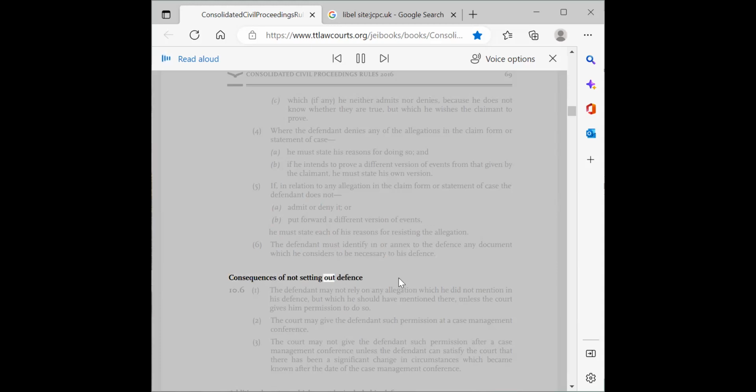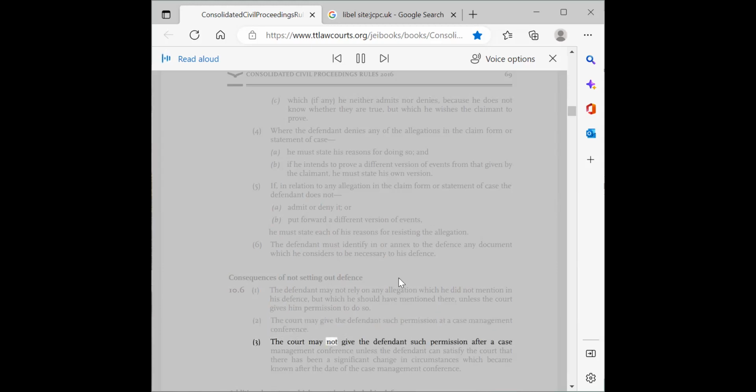Consequences of not setting out defense 10.6. 1. The defendant may not rely on any allegation which he did not mention in his defense, but which he should have mentioned there, unless the court gives him permission to do so. 2. The court may give the defendant such permission at a case management conference.